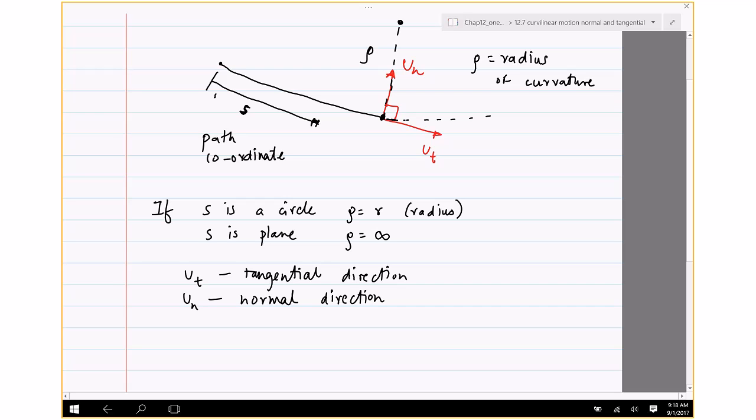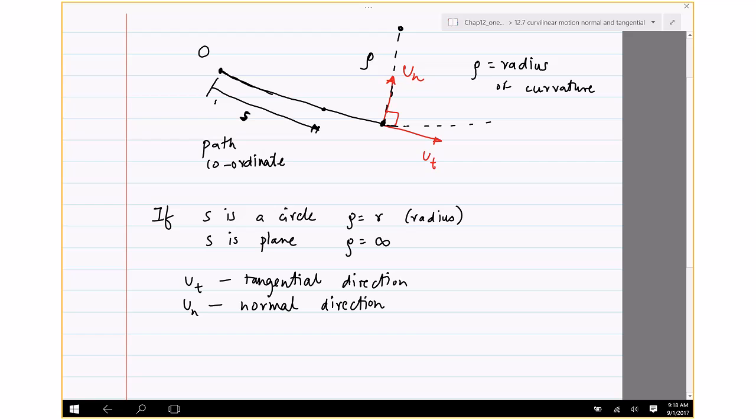So is s a point, or is it like a section? No, so let's say the particle starts at O and it goes along this curve. s describes the location of the particle at some time t. It's along the curve. If, for example, it was a circle, then this would be s. If this is theta, then s is what? r theta, right? That's just an example, but the curve may not be as nice as a circle. That is the path coordinate.